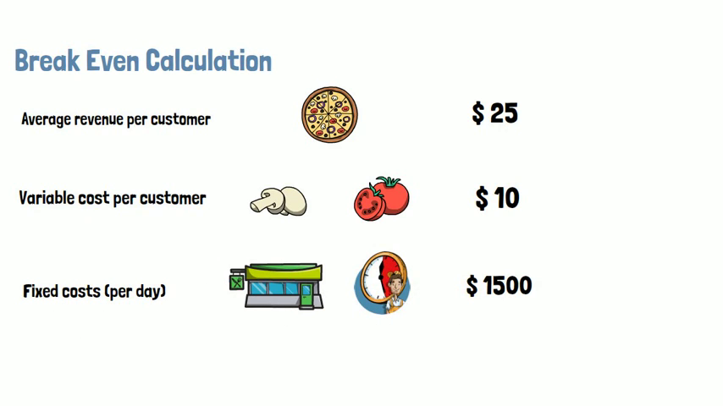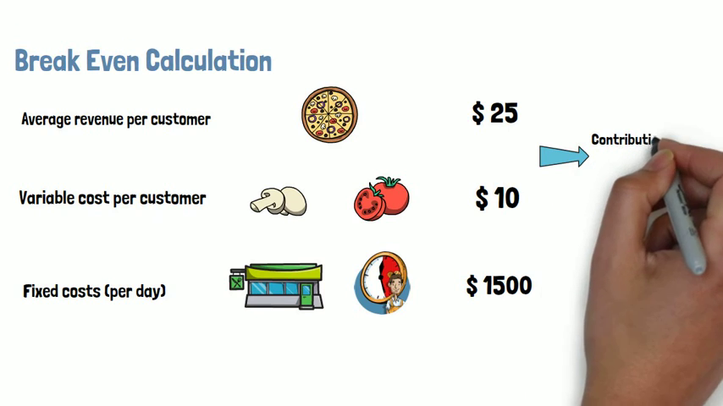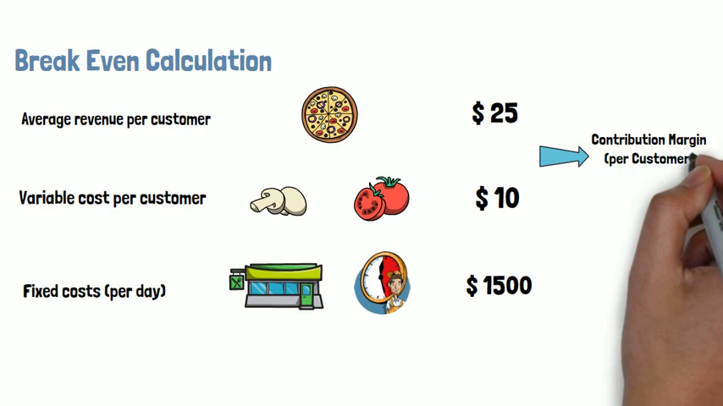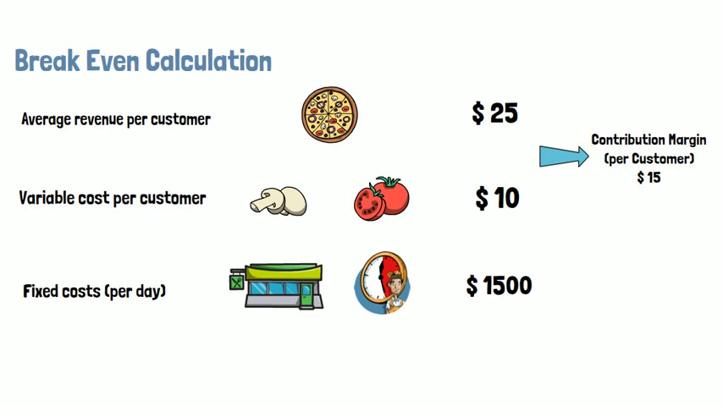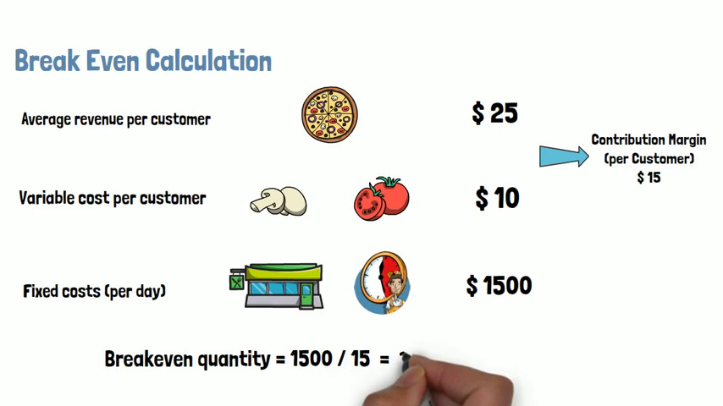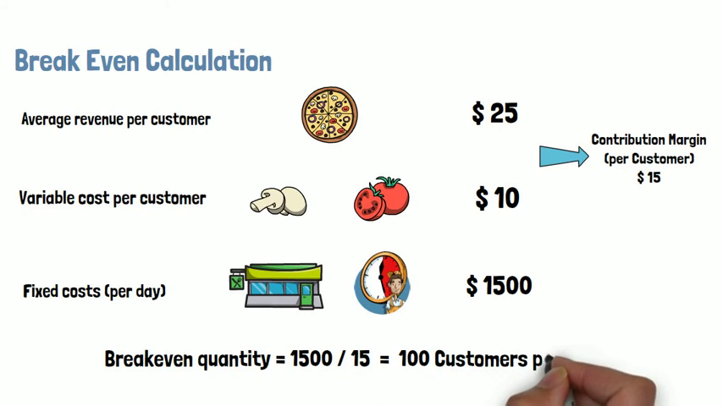From this information, you can see that for every meal that Bob sells, the revenue is $15 higher than the variable cost. This $15 is called the contribution margin. To calculate Bob's break-even point, we simply divide the fixed costs by the contribution margin. In this case, if we divide the $1,500 in fixed costs by the $15 in contribution margin, we get 100.